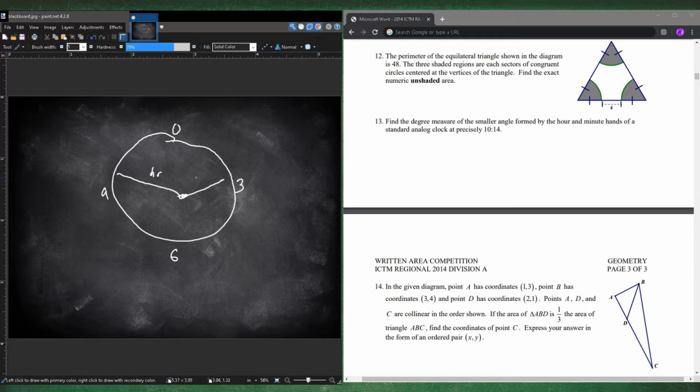So this is our minute hand. And we need to find the measure of the small angle. So we have to find this angle, not this angle. This one's the bigger one, so we have to find the smaller one.